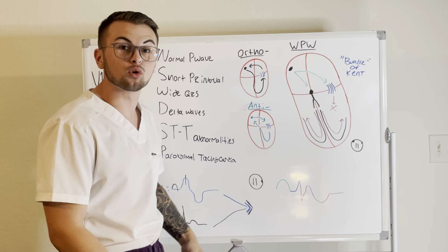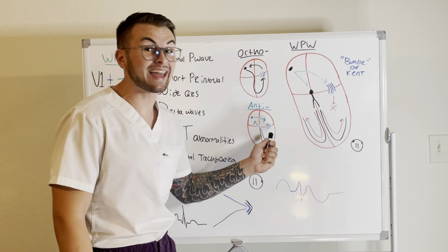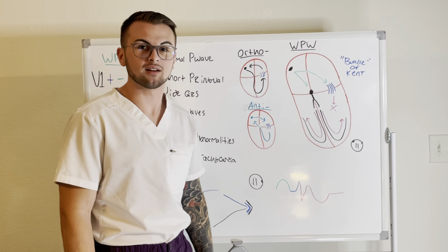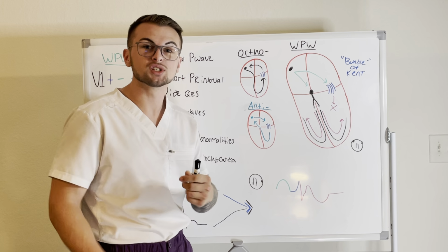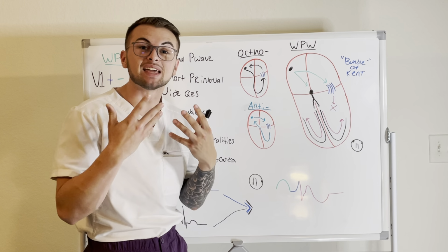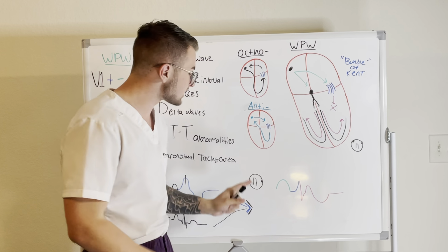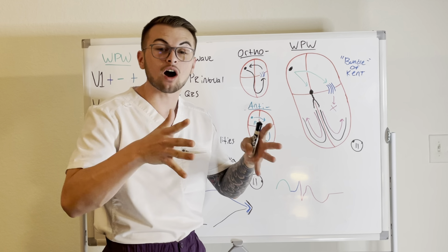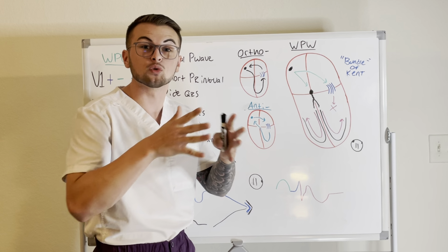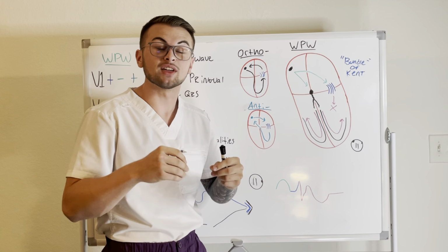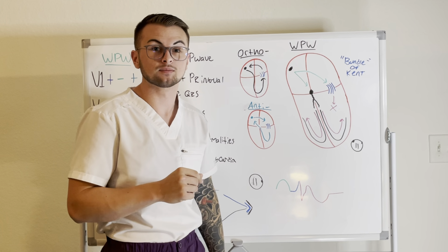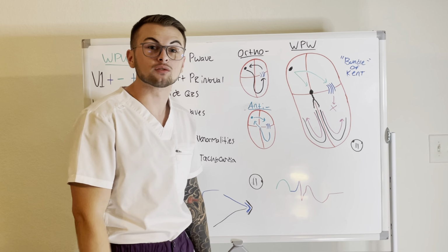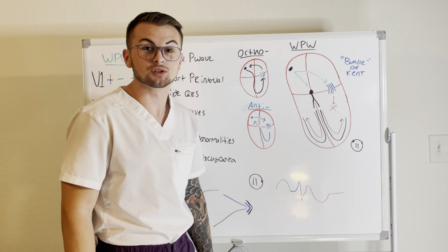This is where the impulse travels down the bundle of Kent first and then back up through the AV node. That doesn't sound right. Because the impulse does not have the benefit of the AV node delay, these types of tachycardias are usually odd-looking, wide complex tachycardias, right? They're wide complexes that are fast and dangerous. Also, in some cases, around 12%, the PR interval can actually be within range.